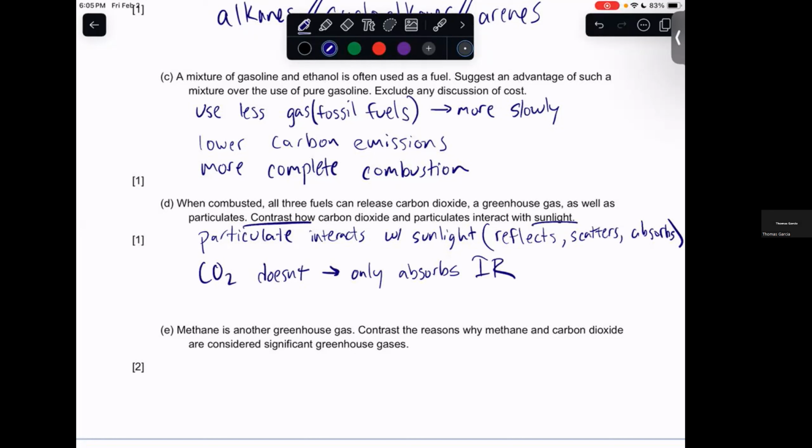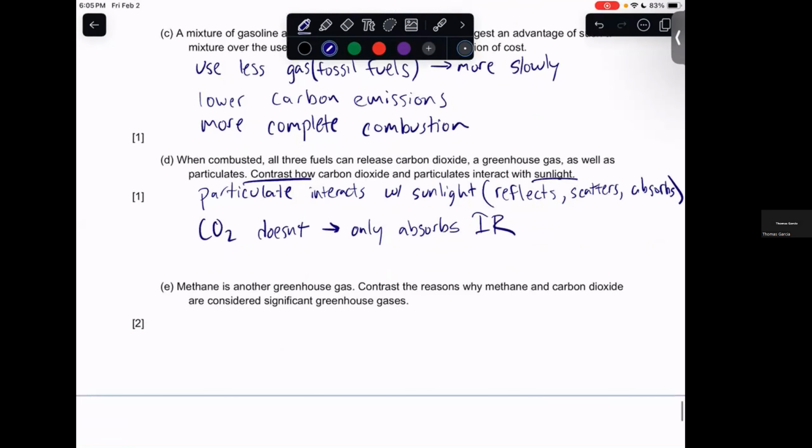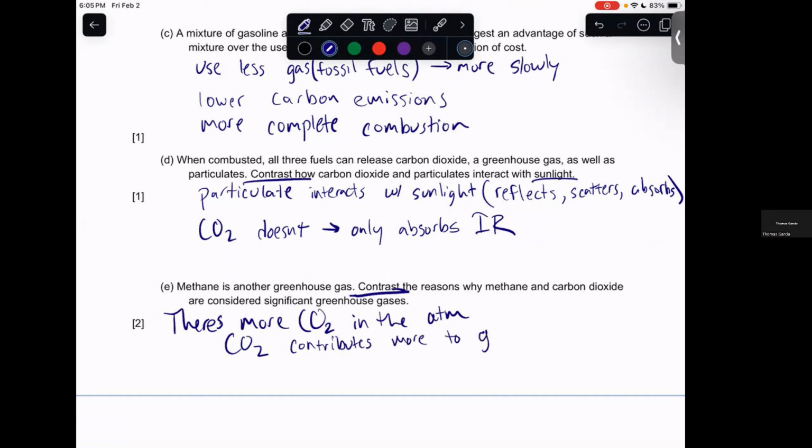Methane is another greenhouse gas. Contrast the reasons why methane and carbon dioxide are considered significant. Again, contrast the differences. Well, first off, there's more CO2 in the atmosphere. One difference, done. Based off the same thing, CO2 contributes more to global warming.